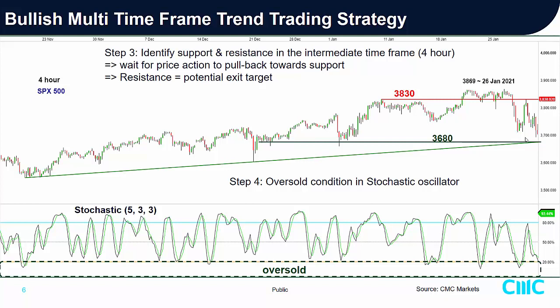All right, so now once we identify the support level and wait for the price to pull back to it, how do I know the pullback is about to reach its inflection point before a potential bullish reversal takes shape? By looking at the 5, 3, 3 stochastic oscillator hitting the oversold region like this at this point in time. Then in the same 4-hour time frame, I will highlight the intermediate resistance level, which is at 3830. So that will be my ultimate exit target or take profit level in this multi-time frame bullish trend trading strategy.